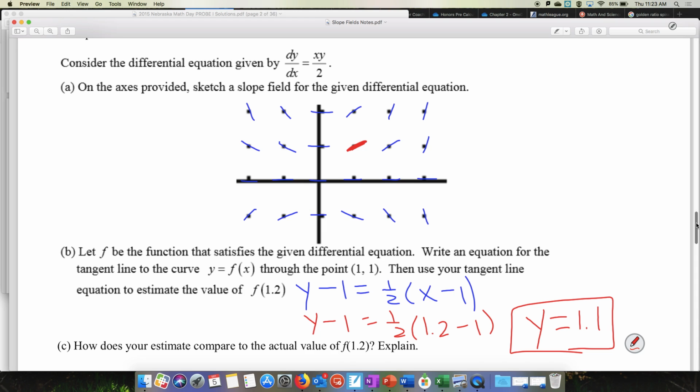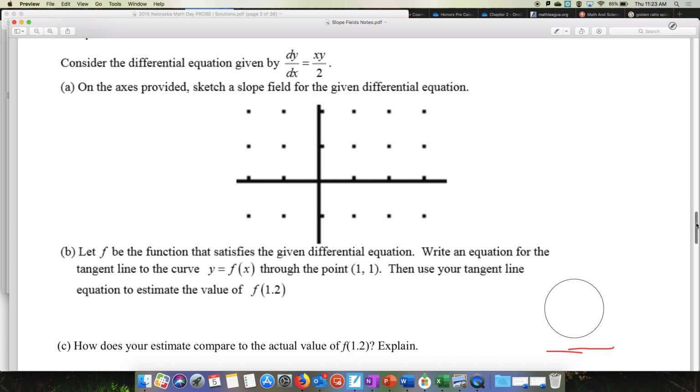Okay. What's nice is since we have a slope field, you don't have to calculate the second derivative. You can look at the graph and know. Okay. All right. On to the new topic.